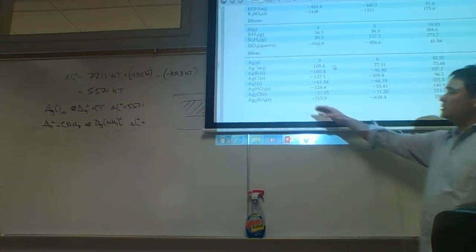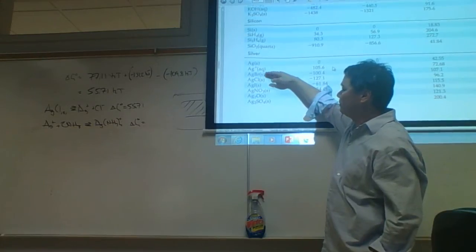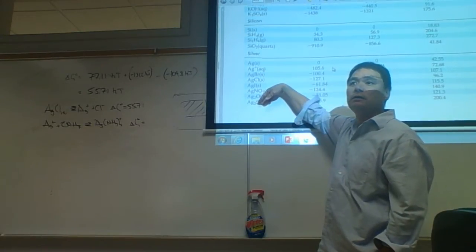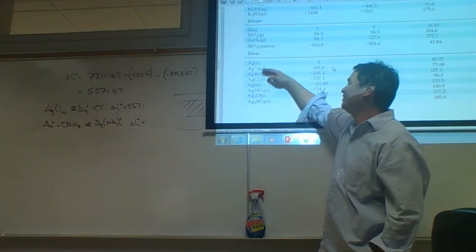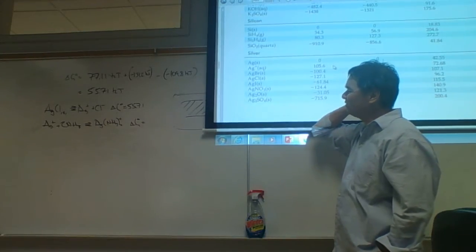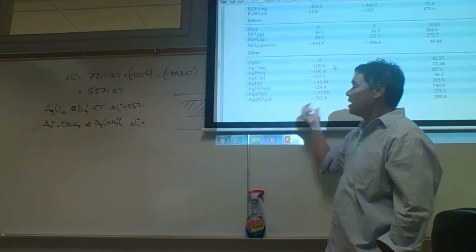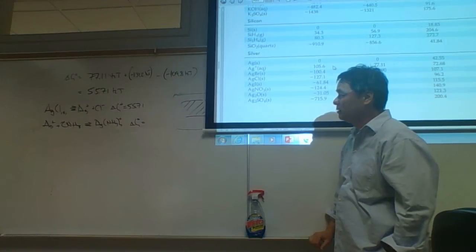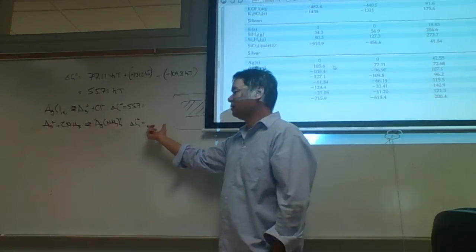Do I see diamine silver? Do I have the data from appendix D for diamine silver? No, I don't have the data for diamine silver ion. It's not in any other tables. So am I stuck here?